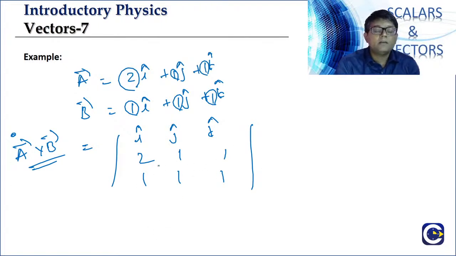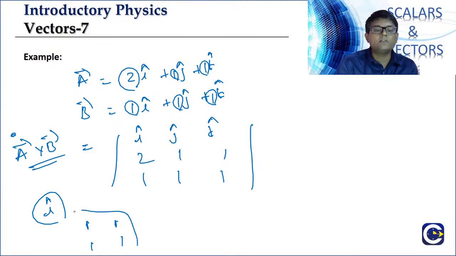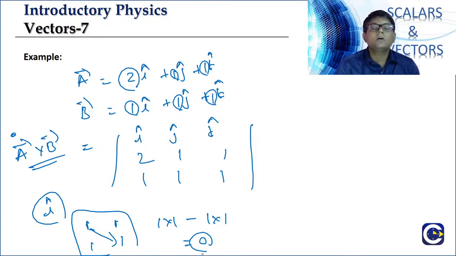Remember, when we have to find the I cap component, we have to cover that row and that column. If you cover the row and column, the remaining elements are 1, 1, 1, 1. These are the 4 elements. So what is the I cap factor? 1 into 4 minus 2 into 3. Remember the formula. So 1 into 1 minus 1 into 1, which is of course 0. Means the I cap component is 0.